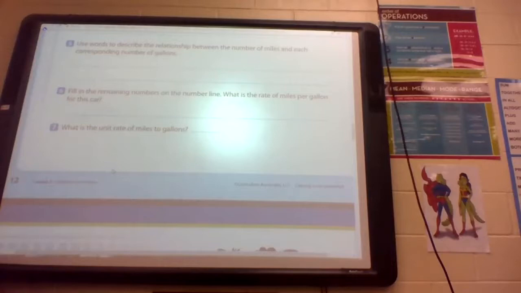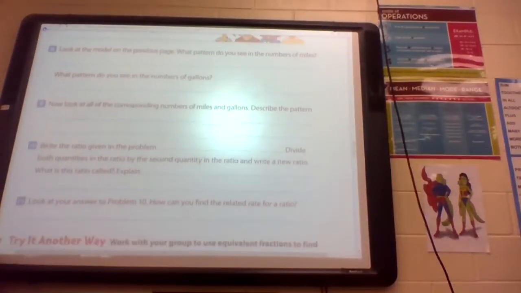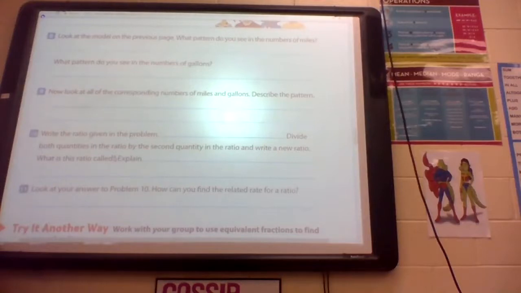All right, number 8. What pattern do you see in the number of miles? If you look at your miles, what pattern is that? Multiples of 30. You're going by 30, 60. Those are multiples of 30.